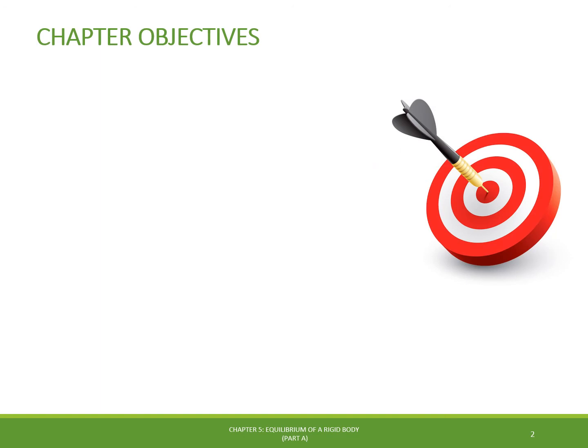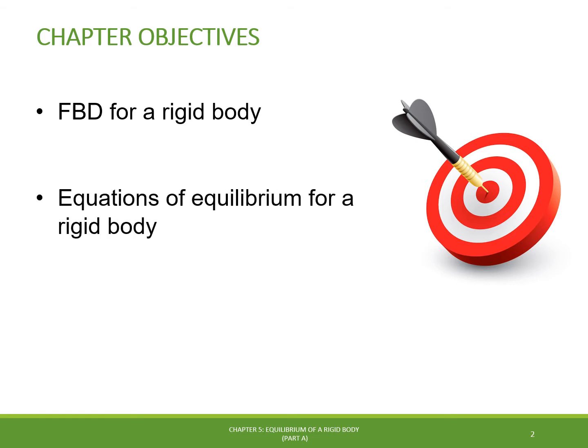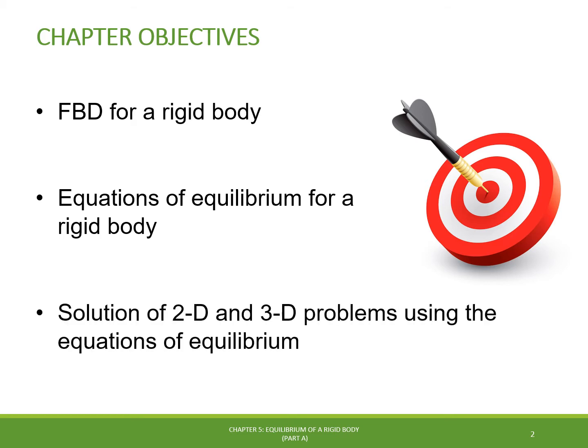For this chapter, we have three main objectives to accomplish. First, the concept of free body diagram for a rigid body will be introduced. Next, we're going to develop the equations for equilibrium for a rigid body. And finally, we're going to show how to solve 2D and 3D problems using the equations of equilibrium for a rigid body.